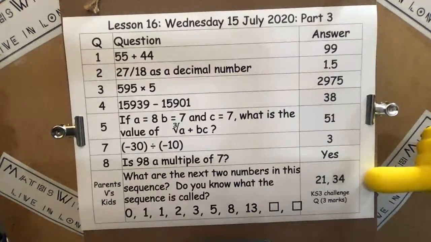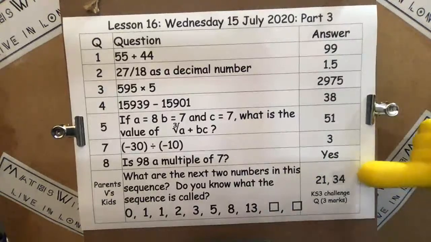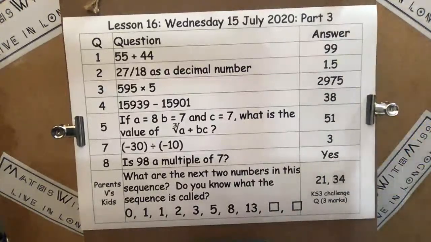And the 3 mark parent versus kids challenge. The next 2 numbers are 21 and 34. What is that sequence called? You're going to have to wait. I'm going to tell you on the board in a moment. Oh, Rose knows. Maybe if you know, you could pop it in the chat for me. And then we'll go through that one on the board.